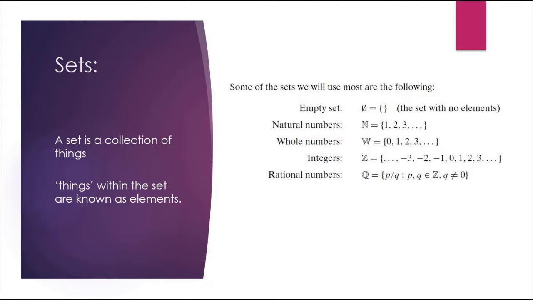Before we can define what a group is, we must define two properties. A set is a collection of things. For example, the natural numbers 1, 2, 3, etc. These numbers within the set are known as elements.